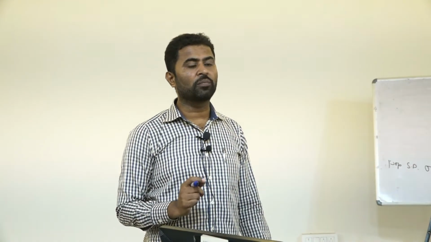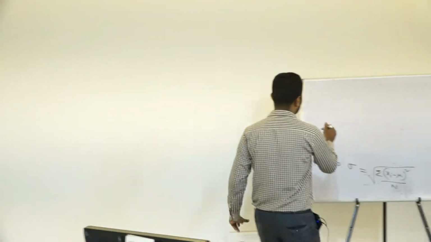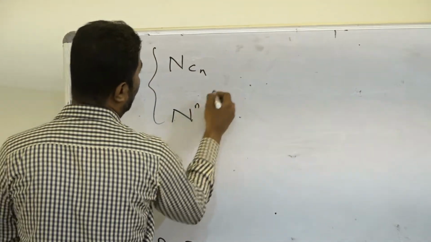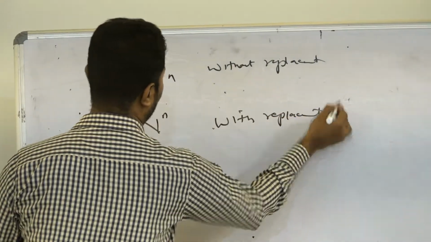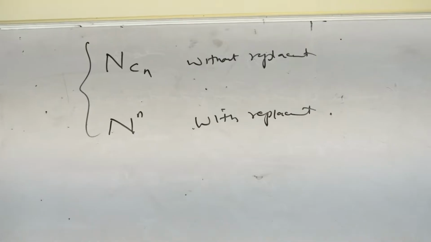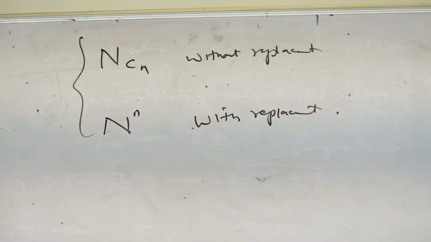Number of samples that can be formed of size small n from a population of size capital N is NCn without replacement, and N power n with replacement. When you have without replacement, those many samples you can form. Suppose you have 5 elements in the population and you want to form samples of size 2, then 5C2, 10 samples you can form. When it is a case with replacement, then 5 power 2, 25 samples you can form.